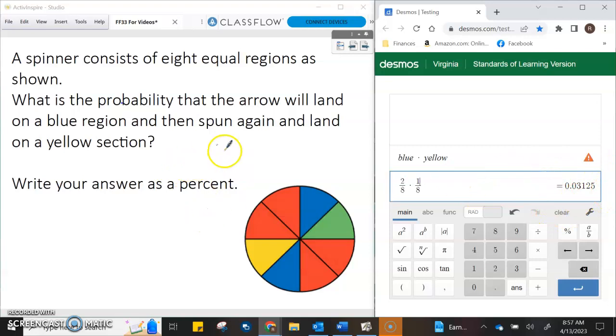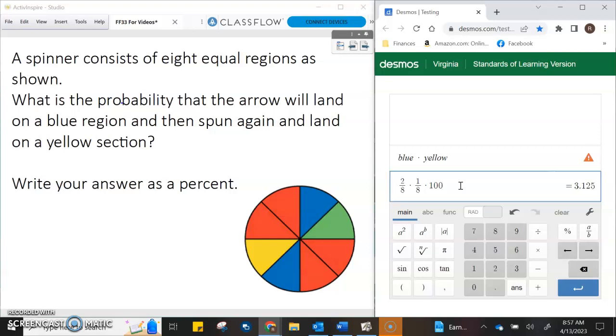So we already got a decimal here. The good news is they're not asking us to simplify it. They're asking for it as a percent. And we know to change anything to a percent, you just multiply by 100. So that would be 3.125%.